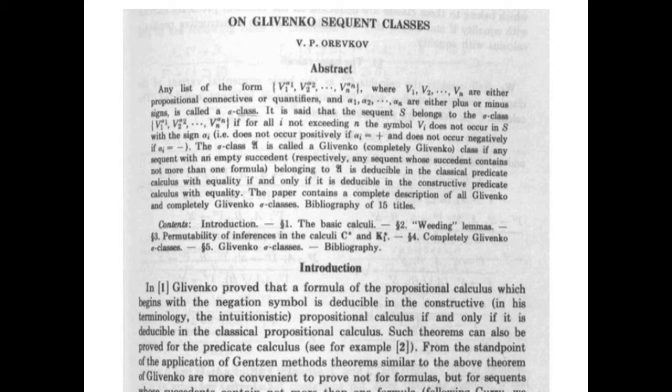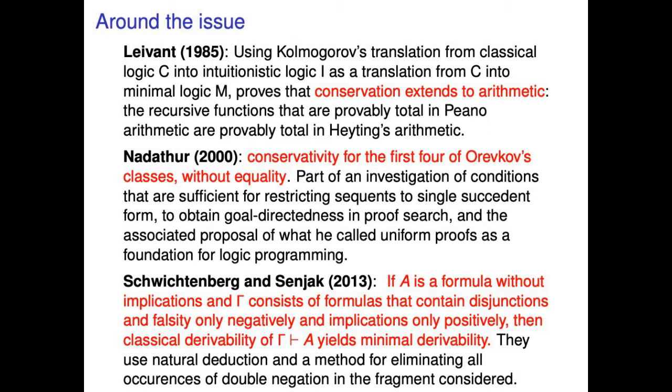This is the first page. So Orevkov's paper was first published in Russian and then translated. This is the English version. There is quite a lot of literature on these topics about translations from classical logic to intuitionistic logic. Another paper by Leivant uses Kolmogorov's translation to show that the conservativity result extends to arithmetic, that is, the recursive functions which are provably total in Peano arithmetic are also provably total in Heyting arithmetic. There is a paper also by another author who shows, using sequent calculus, conservativity of the first four of Orevkov's classes, but without equality.